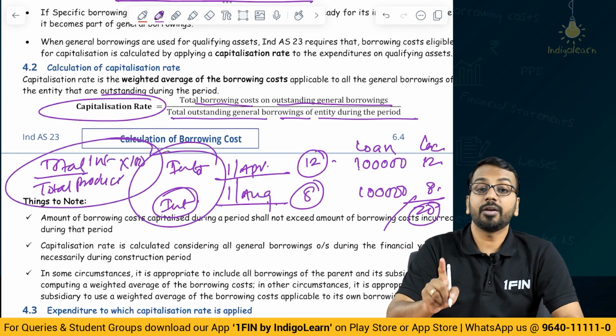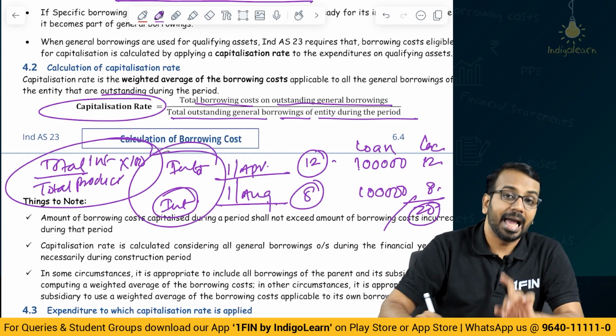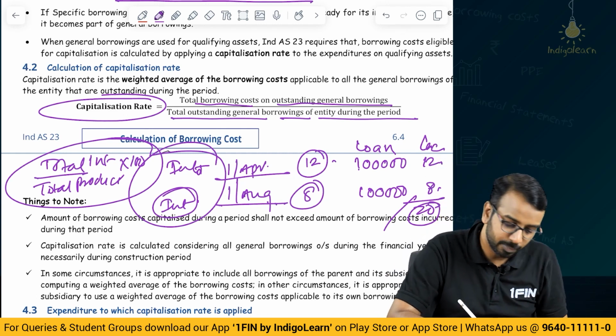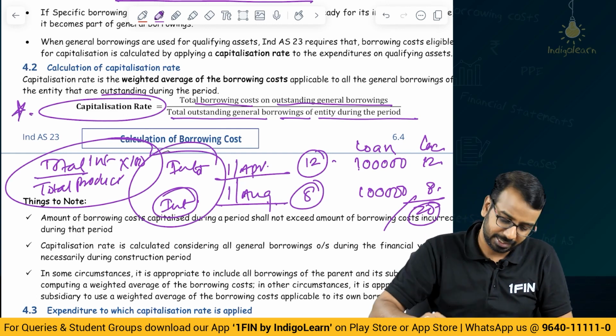This will give you the 1 month interest rate, that you will multiply by 12 to get the annual rate, and that annual rate you will apply to calculate the borrowing cost to be capitalized. Please practice a question on this.